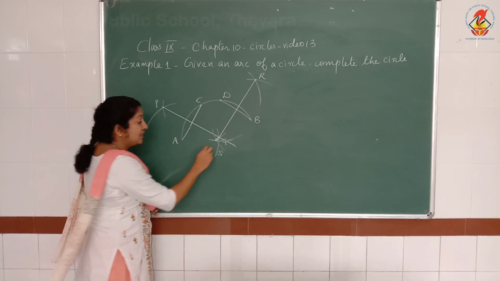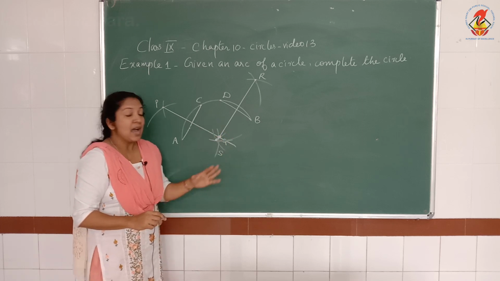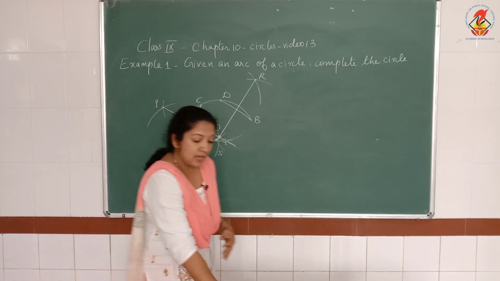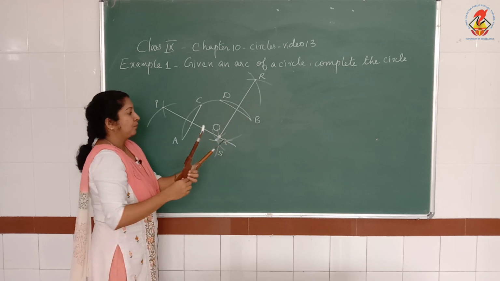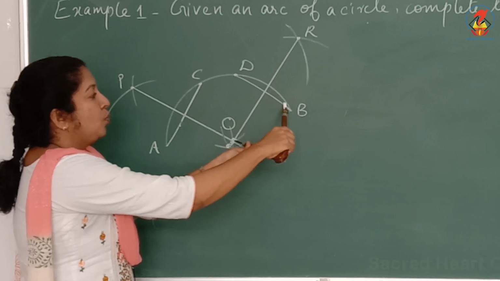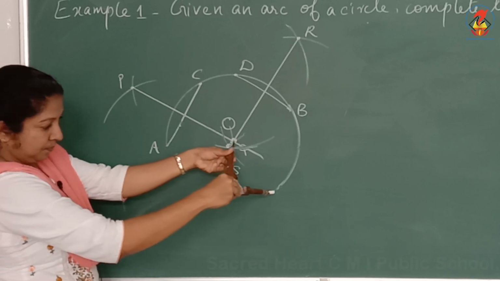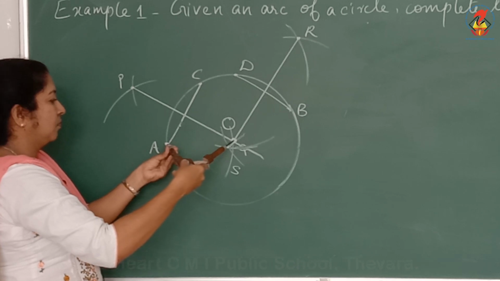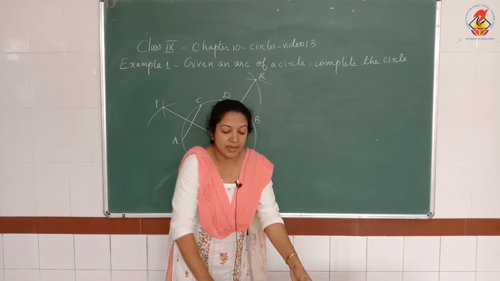So take the point of intersection of these two bisectors of these two chords as the center O. Mark it as center O. And take O as the center, and OB or OD as the radius, complete the circle. This is the required circle.